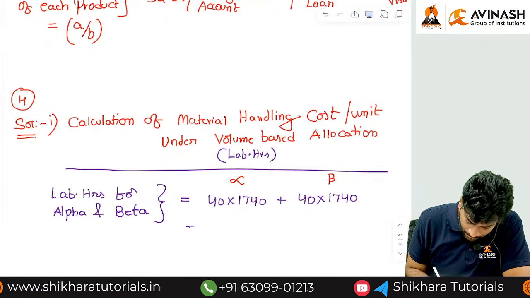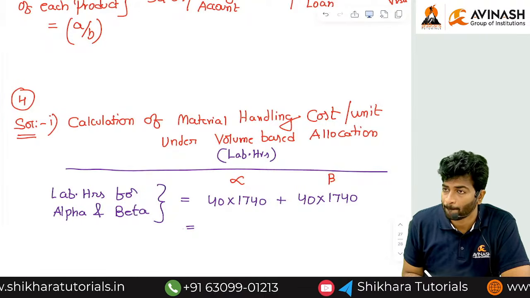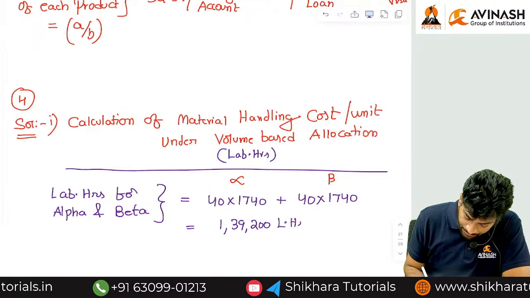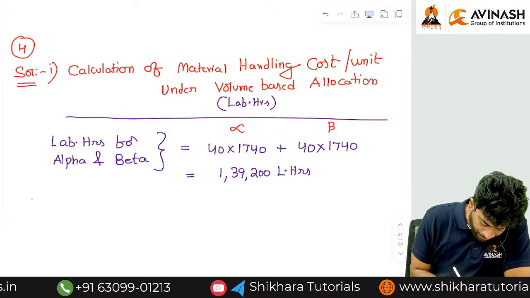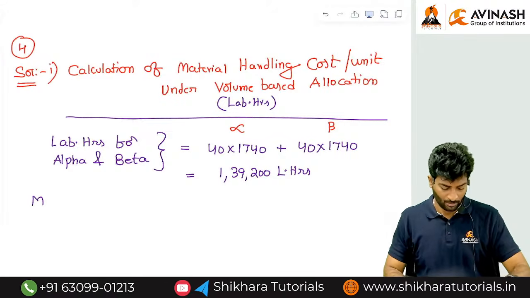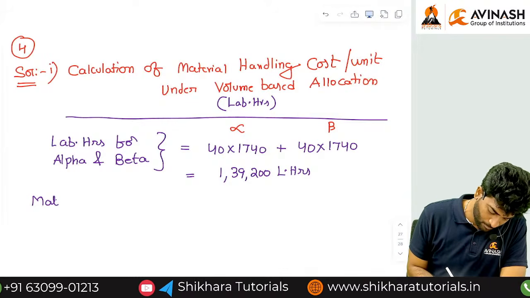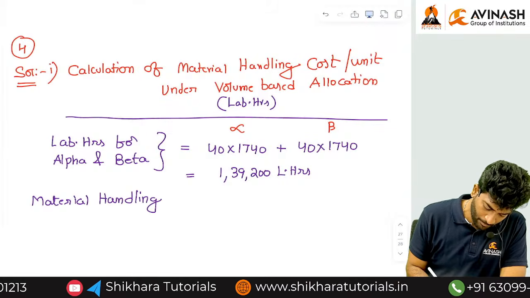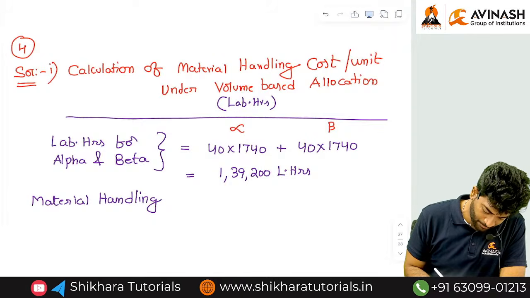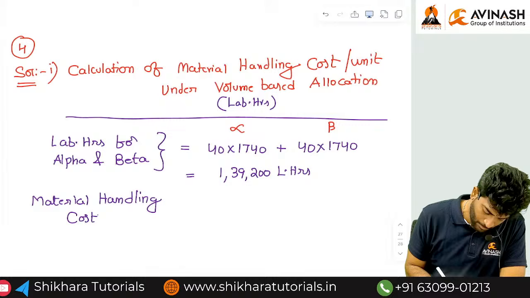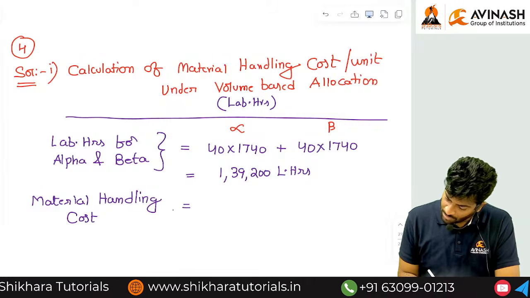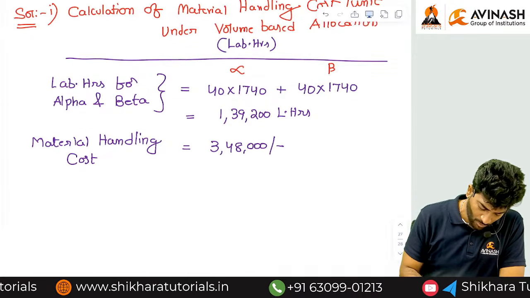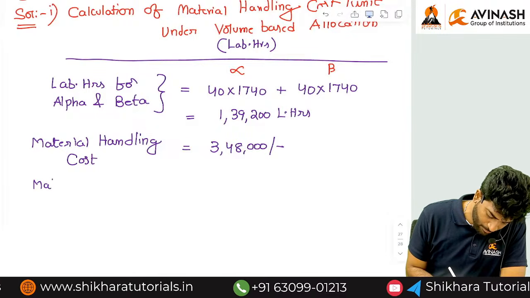Total please. 1,39,200 labor hours. Now material handling cost equal to how much? 3,48,000 rupees. Now you want material handling cost per labor hour.